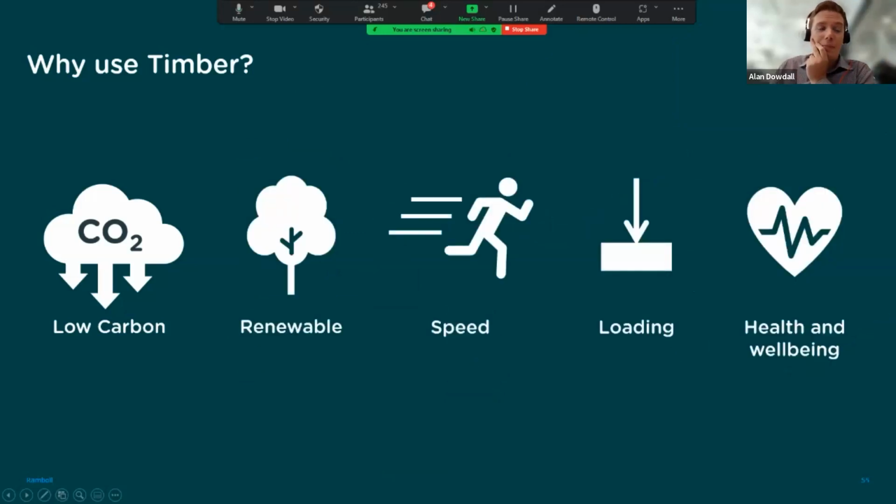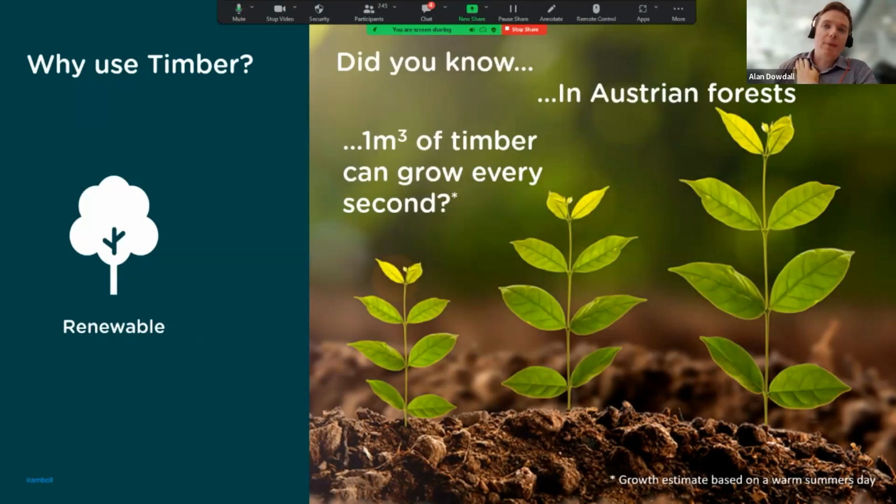But that's about low carbon, some broad numbers. Just thinking about that renewable bit, this is a sort of interesting statement where I don't think we've fully understood the vastness of some of our forestries around Europe and in Austria. If you get a meter cube of growth in timber on a good day, all that carbon that's captured is quite significant. It just shows that there is a lot of resource out there.